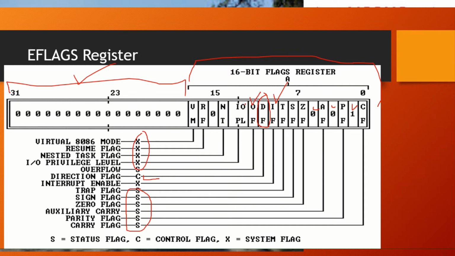Now there is one flag which is of 2 bits, the IOPL, because it shows the privilege level and it is a 2-bit value. 00, 01, 10 and 11 are the possible values for the IOPL. Then there is NT, which shows the nested task, and it is also a system flag. RF shows the resume flag and it is also a system flag, and VM shows the virtual 8086 mode. We are going to see in detail what these different flags do.